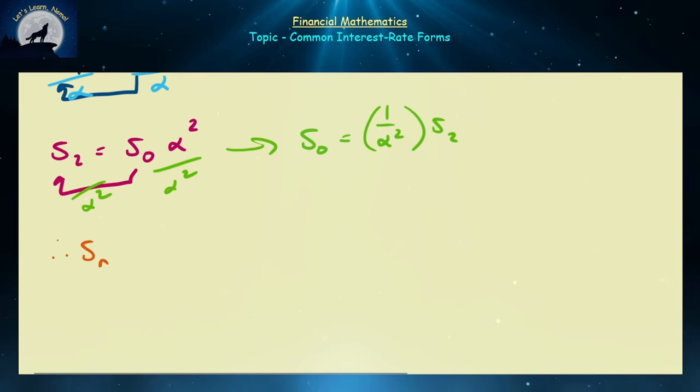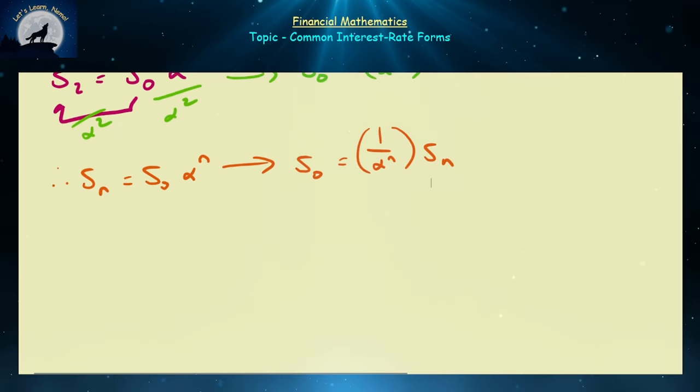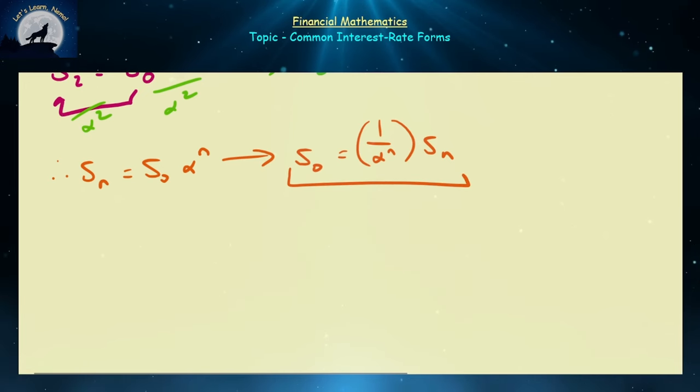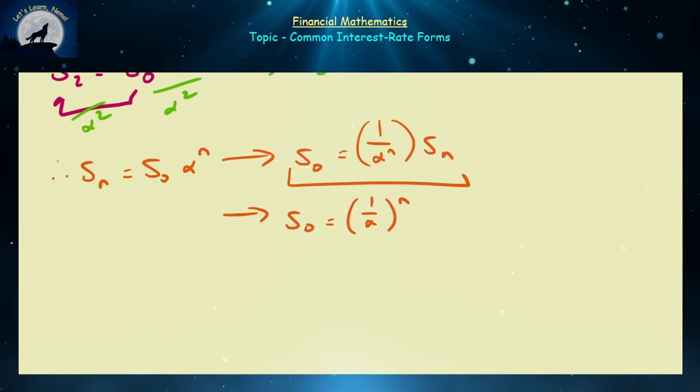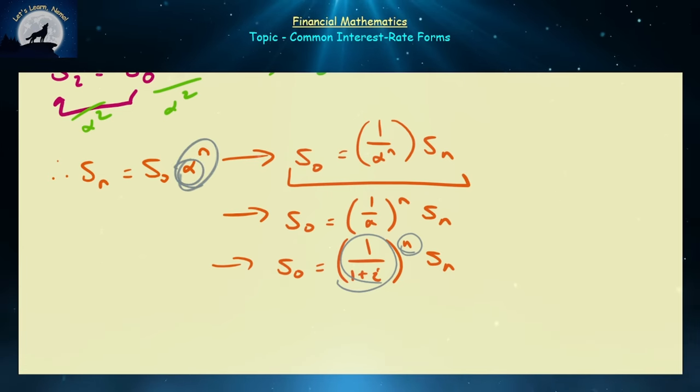So that means if Sn is equal to S0 times alpha to the power of n, that means S0 will be equal to 1 over alpha to the power of n multiplied by Sn, right? So we can, of course, rearrange this expression to get a different interest rate structure, because alpha is just going to be equal to what? Well, alpha is just going to be 1 plus i, and we can actually write this instead as 1 over alpha to the power of n times Sn. We can also write this instead as 1 over (1 plus i) to the power of n times Sn, and now we have something that is exponentiated to the power of n, just like alpha was exponentiated to the power of n when we were moving things forward in time.